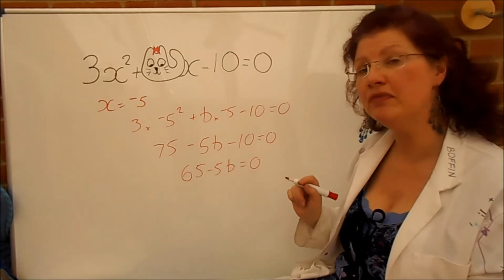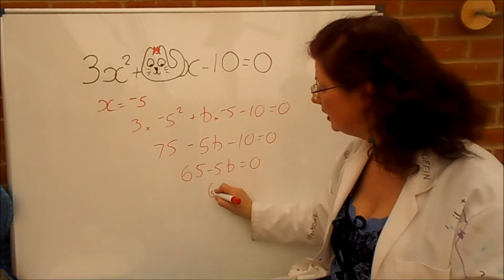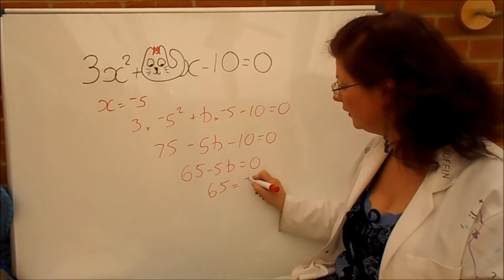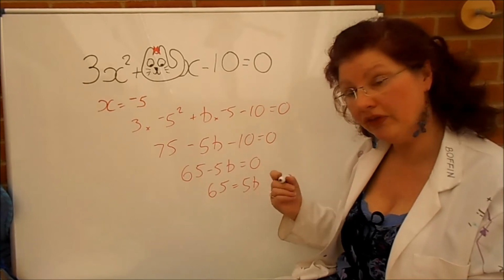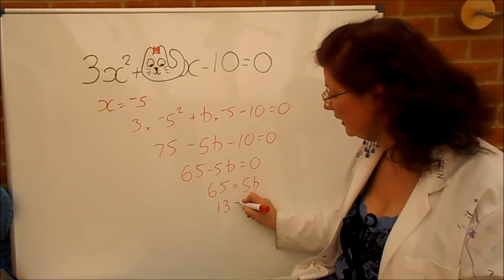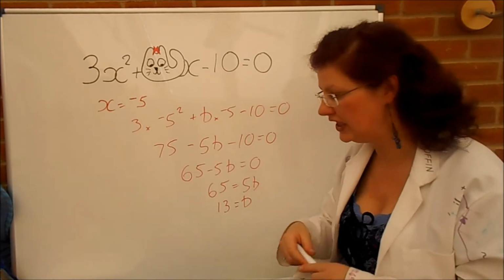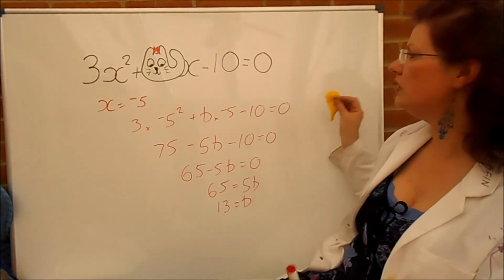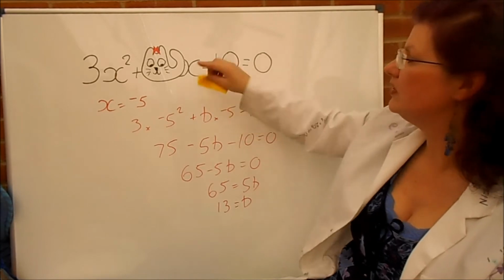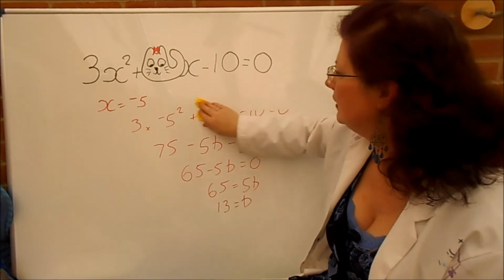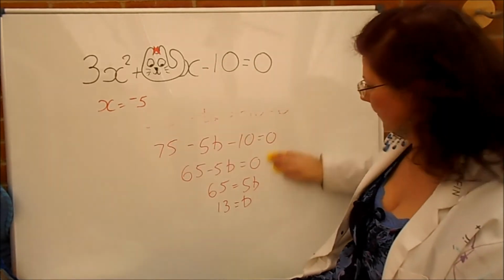Actually, I'm going to add 5b to both sides on there, makes it a little bit nicer. We get 65 equals 5b. Dividing both sides by 5, we get 13 equals b. So b, the missing number, is 13. So what I'm going to do now is write out my equation again, but substituting 13 for Bathilda's cute little bottom.